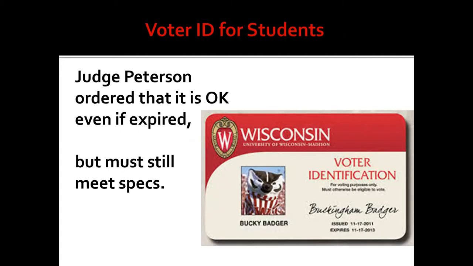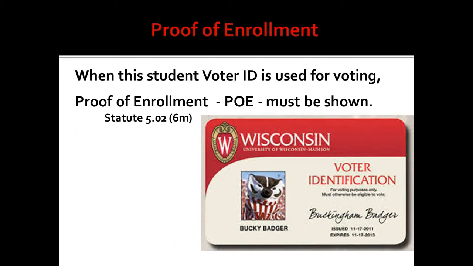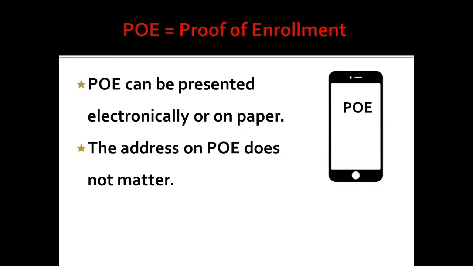By court order, it can be expired, but it must still meet all the specifications. When a student ID that meets the specifications is used for voting, proof of enrollment, POE, must also be shown. POE can be presented either electronically or on paper.